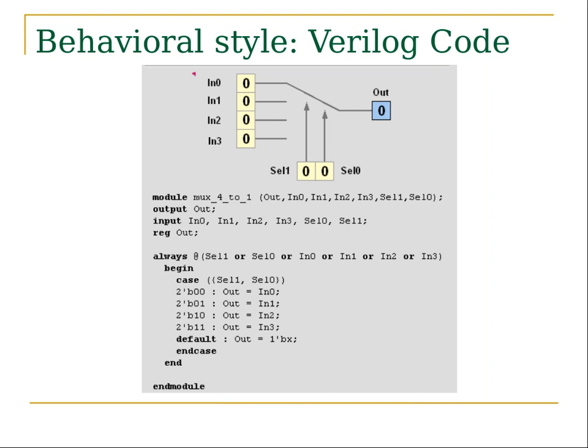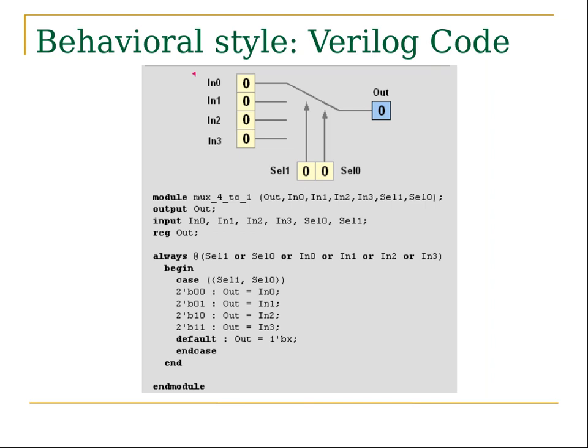So you have two input wires, and this specifies if it's 0, 0, then out equals in 0. If it's 0, 1, out is in 1. If it's 1, 0, out is in 2. If it's 1, 1, out is in 3. Otherwise, it's X, which I haven't told you what that is yet. But I wanted to show you a different way of modeling it. All right. So don't do this one, at least not yet.